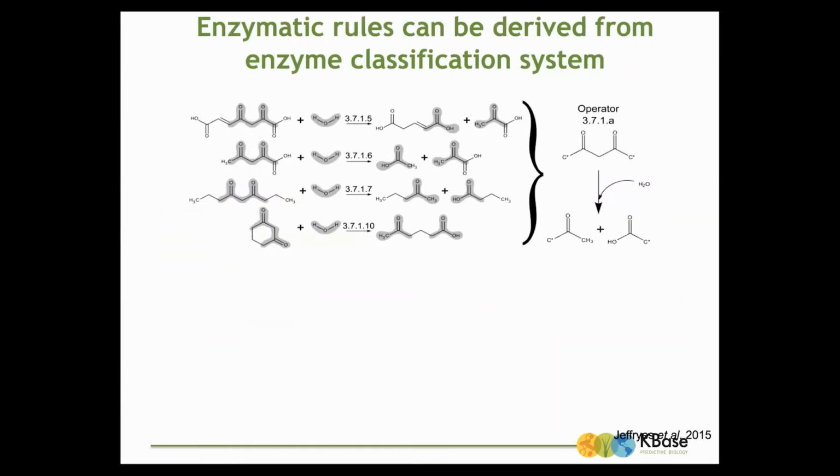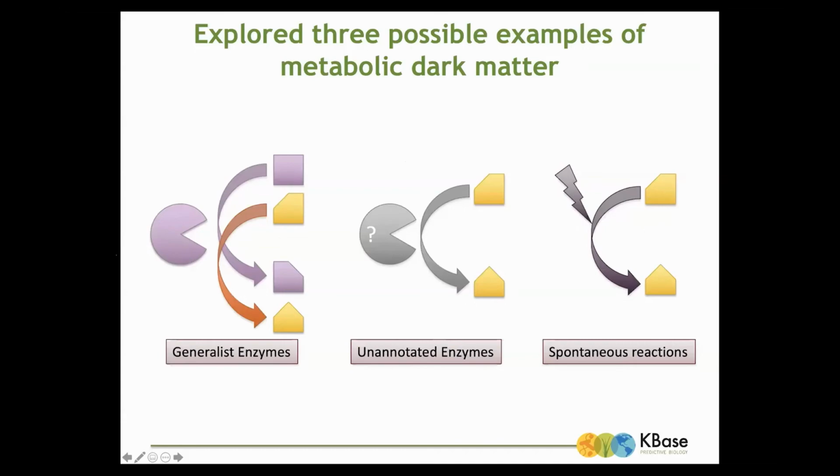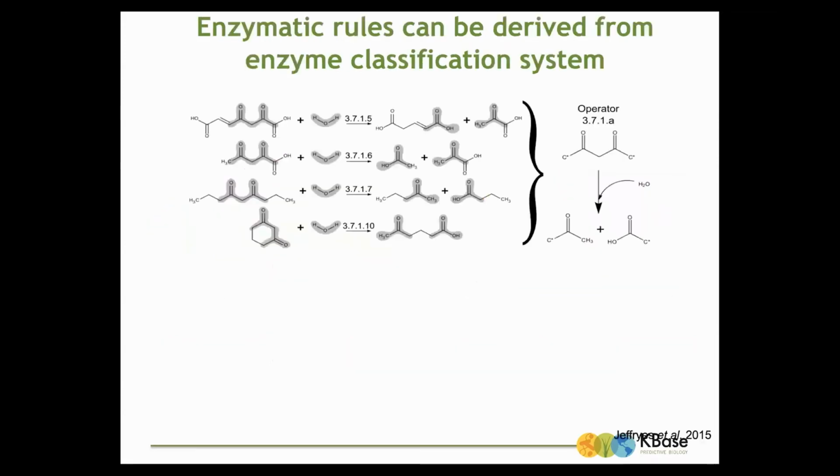So how do we use cheminformatics to get at these? I'm going to talk about the generalist enzymes and the spontaneous reactions. This is really far out there, computational chemistry. There are people thinking about this, but it's still less advanced. So we build enzymatic rules to predict new reactions based on known mechanisms. And here's an example of how we do this.